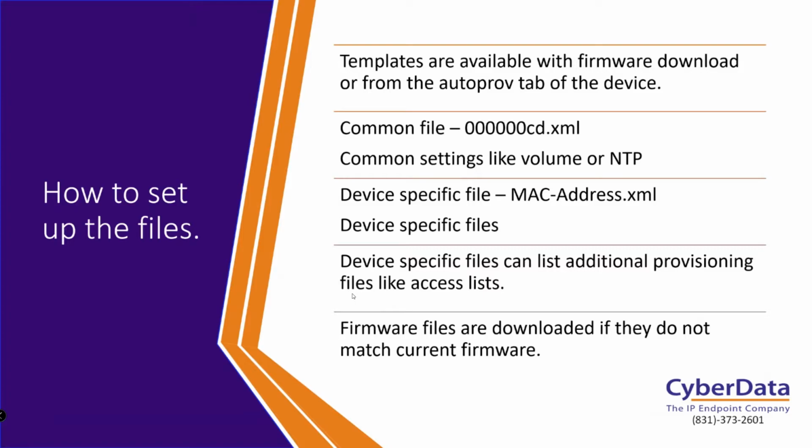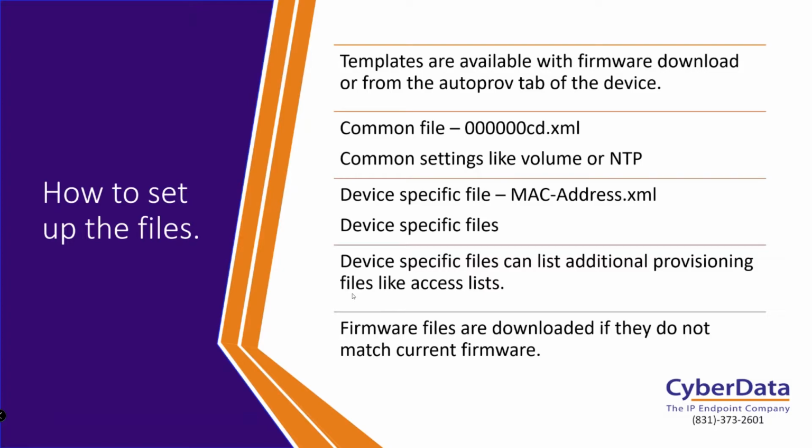Next, for the common file, that one's named 00000cd.xml. That's a file that will be automatically downloaded by any of the devices as they boot up. They basically check for a configuration file that's listed with their MAC address .xml and the common file 00000cd.xml. So that's a really easy way to get those two files to download.